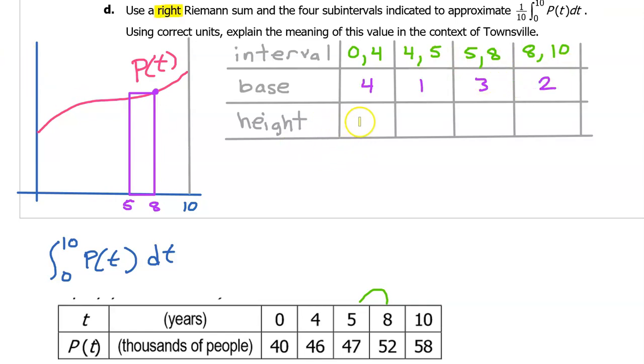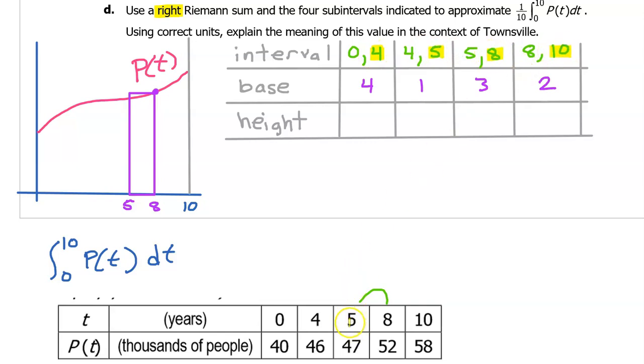Now it's time to calculate the height of each rectangle. Remember that this is a right Riemann sum. So we must imagine that the rectangle is drawn so that the right side of the rectangle just touches the curve. In other words, the height of the rectangle will be the value of the function at the right-hand side. Looking at each interval, the right-hand side is this number in each case.